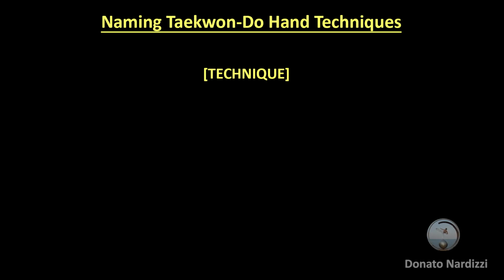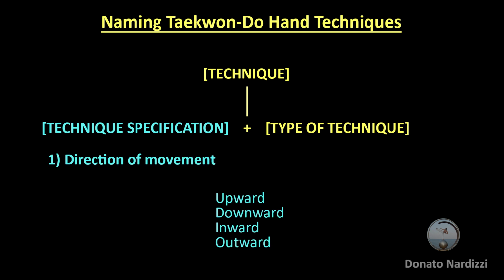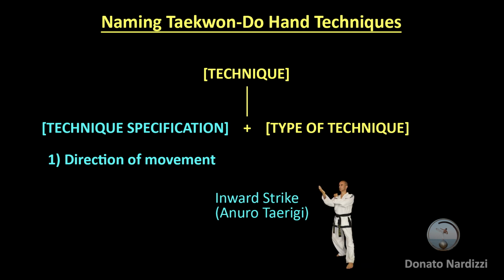The technique description is made up of the type of technique and the technique specification. For hand techniques, the type of technique can be a punch, strike, thrust or block. But there are many ways to do a punch or a strike, etc. So we need to identify the technique specification to describe how the technique is performed. The technique specification can be a description of its direction, for example, upward, downward, inward or outward. An example is upward block, olyo maki, or inward strike, hanuro terigi.